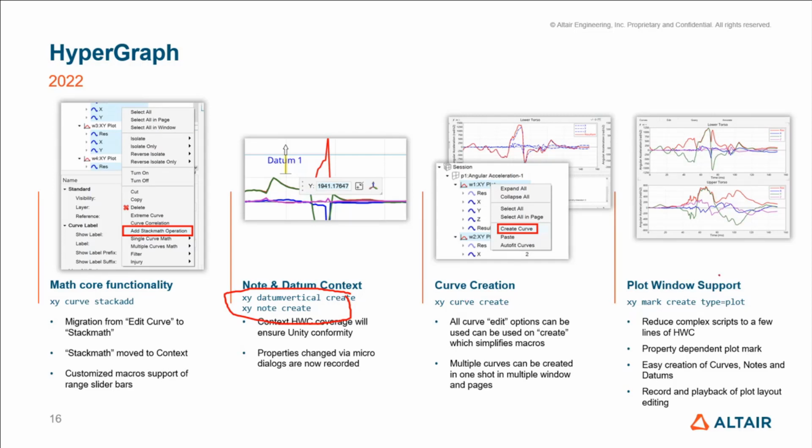And last but not least, plot window support. So a new plot entity has been introduced, allowing you to efficiently provide and perform operations on multiple entities. So this plot entity is available in the mark, so you can create a mark of type plot. Okay, and again allows you to very easily and efficiently create curves, nodes, and datums on a whole plot, right? So in a specific place in your session, so to speak.